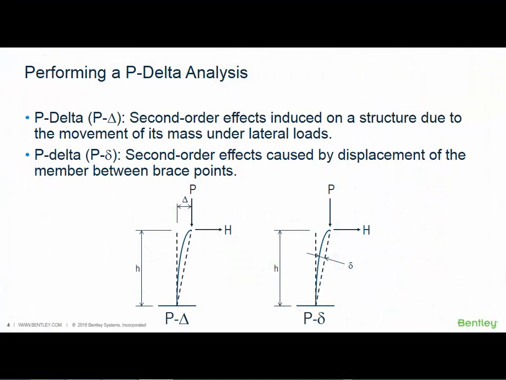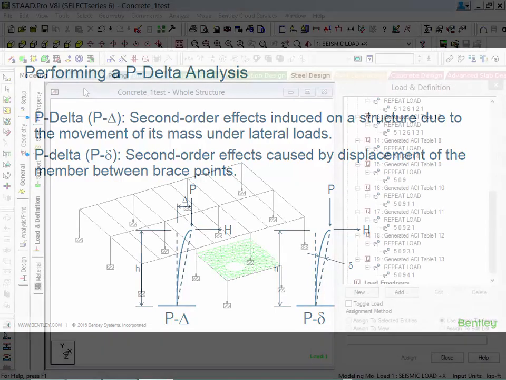The next step in our workflow is to tell the program what type of analysis we are going to perform. For this training, we are going to be performing a p-delta analysis, which can incorporate the P large delta effects and the P small delta effects. Your P large delta are your second order effects induced on a structure due to the movements of its mass under lateral loads. In addition to that, your P small delta effects are your second order effects caused by displacement of the member between its bracing points.